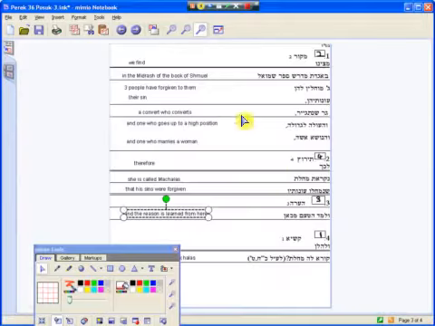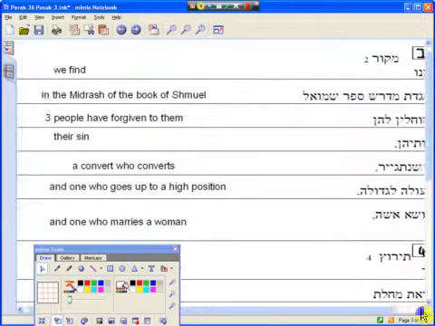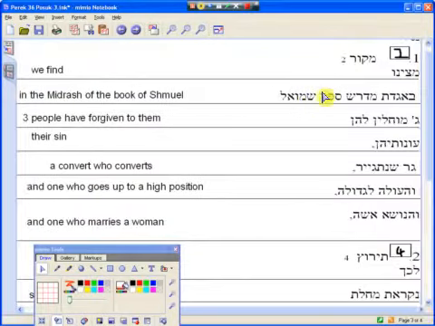And that's it, and that's the whole Rashi, and that's the whole test. And that's what they need to do for the day when they're given this test. They have to fill it out like that.